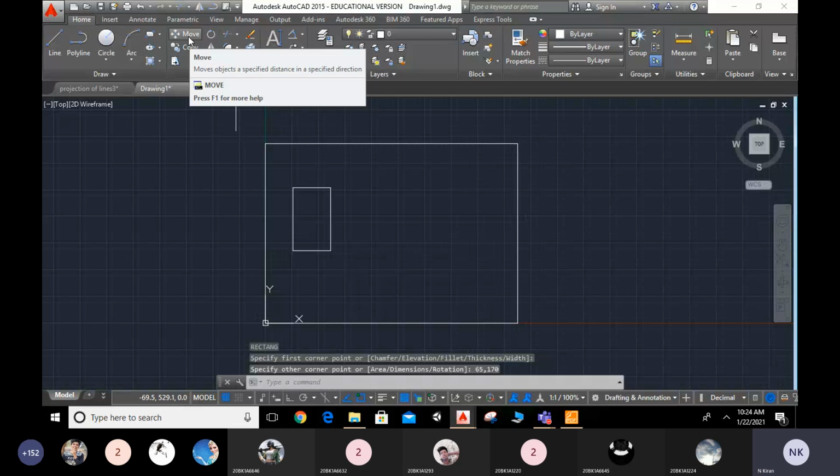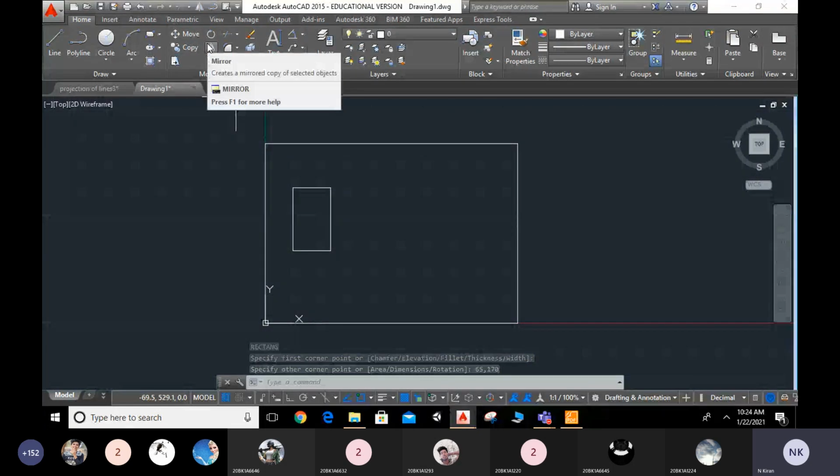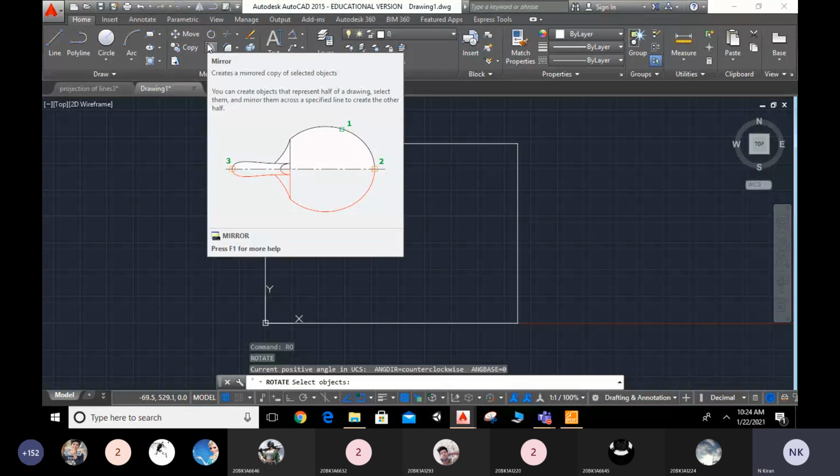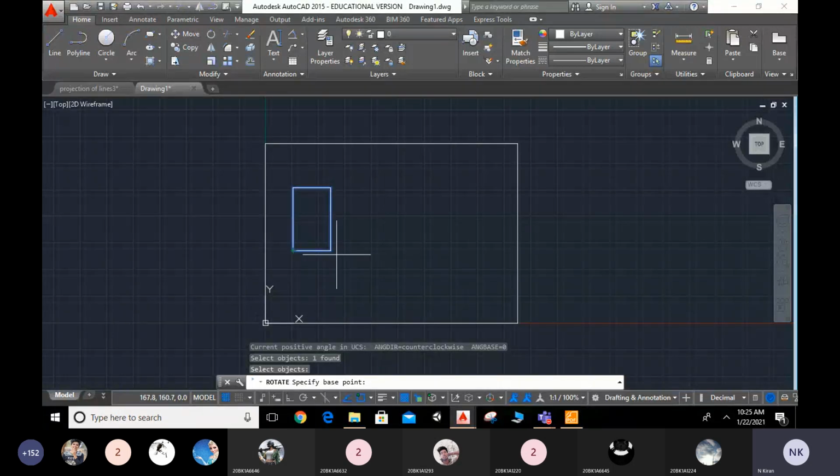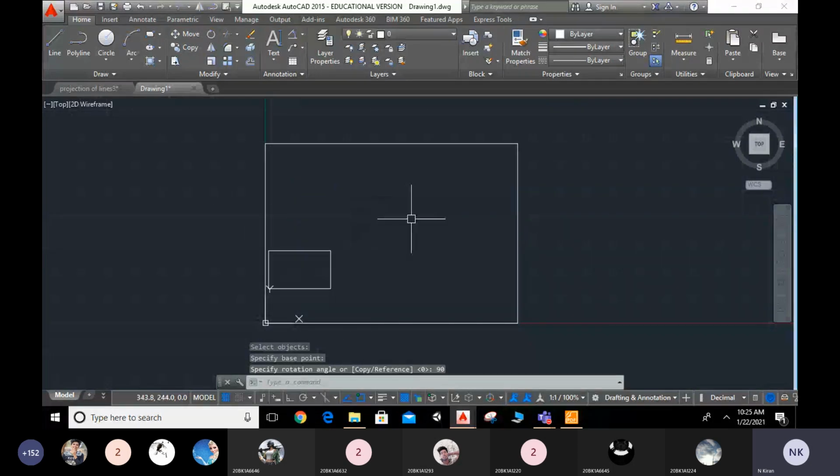So what I will do is rotate this one, RO enter. Okay, and I will select this object, enter, and for the base point I will select this base point, somewhere here. And what is the angle I want to rotate? 90 degrees, enter. Okay, it has rotated like this.